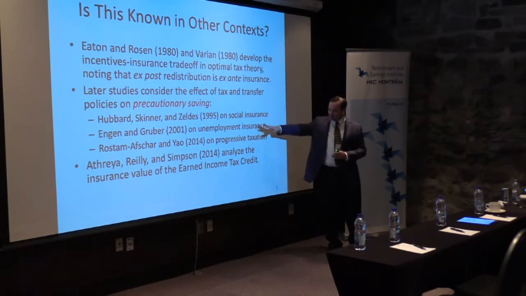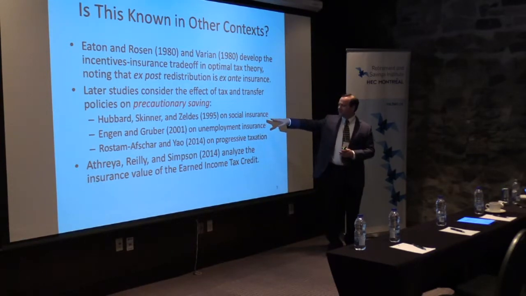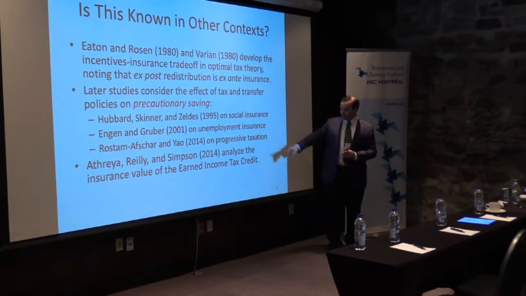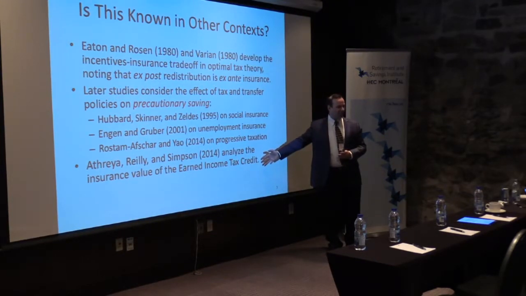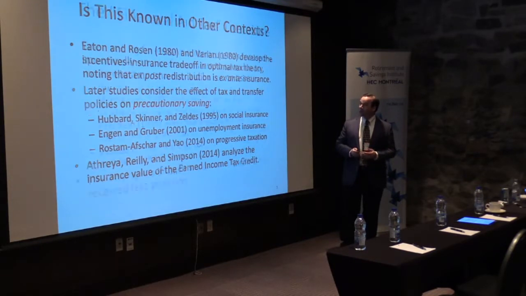So I think as you trace that literature, and I've been very selective, I've picked the highlights for me. The Hubbard-Skinner-Zeldes paper, to me, was an enormous eye-opener in terms of means-tested social insurance crowding out saving. Engen and Gruber did a similar type of experiment on unemployment insurance. More recently, the Rostam-Afshar and Yao paper on progressive taxation, and particularly the Thyra, Riley, and Simpson paper. They show that saving is lower, consumption volatility is lower, labor supply is higher in the presence of the earned income tax credit, which is a work subsidy that operates at very low incomes in the United States. So the literature is starting to form where it considers the insurance value inherent in fiscal policy choices.